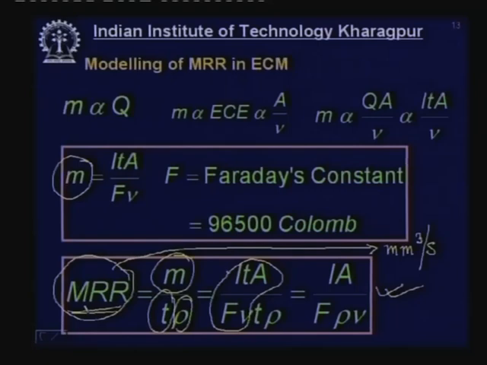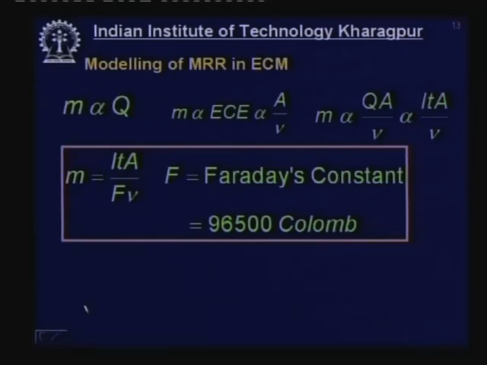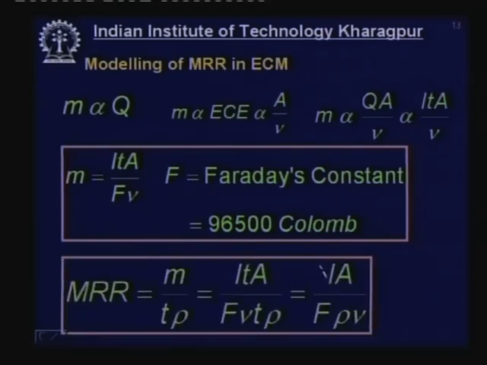So, material removal rate ultimately is proportional to current, it is proportional to atomic weight, it is inversely proportional to the valency, it is inversely proportional to density, and there is a constant which is Faraday's constant.